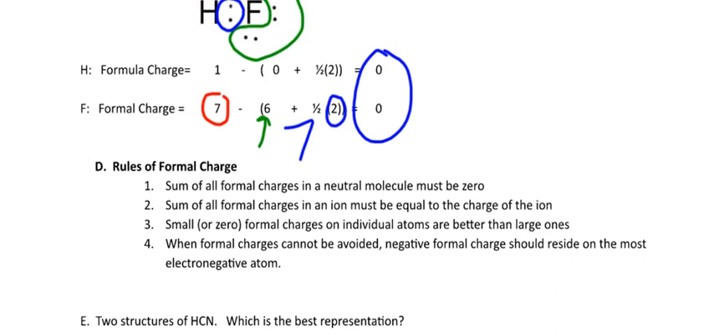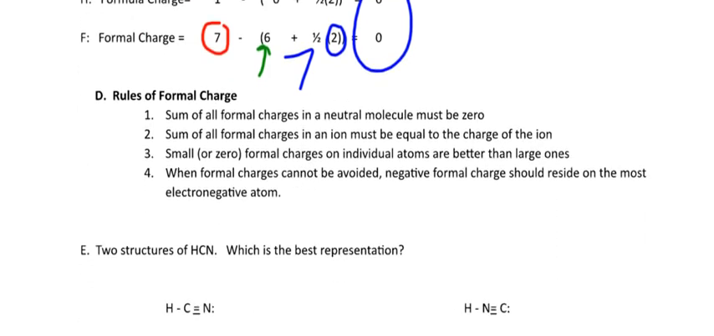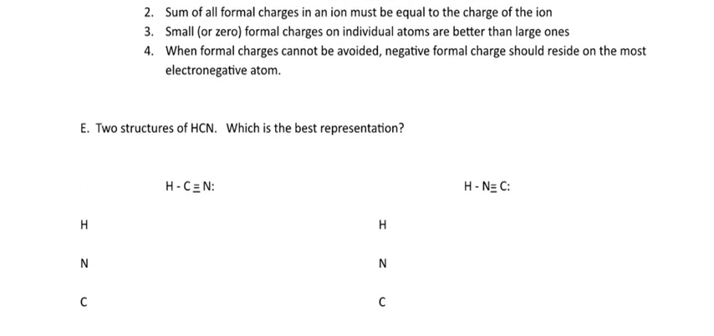So it says two structures of HCN exist, all right, which is your best representation. This is the power of formal charge. We're going to determine if my central atom should be carbon or should my central atom be nitrogen. Okay, and by determining the formal charges, we will know. So let's go ahead and do this.